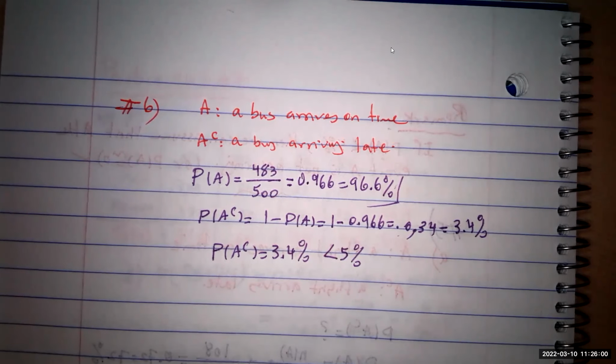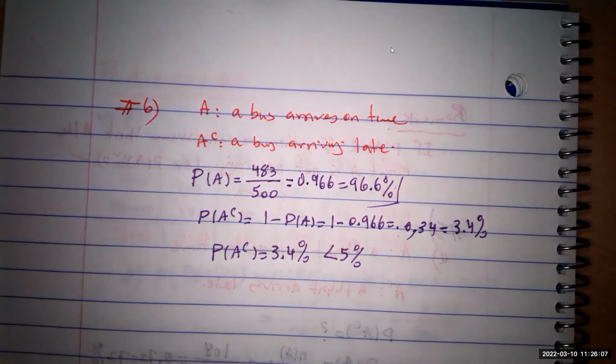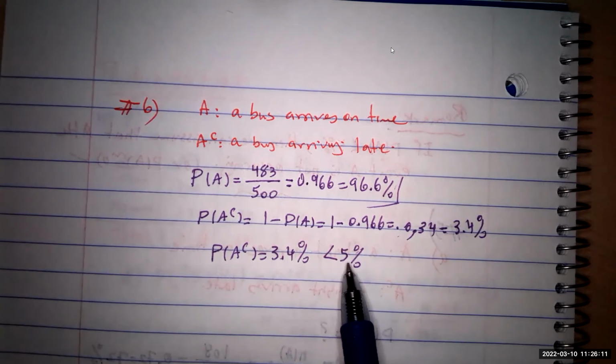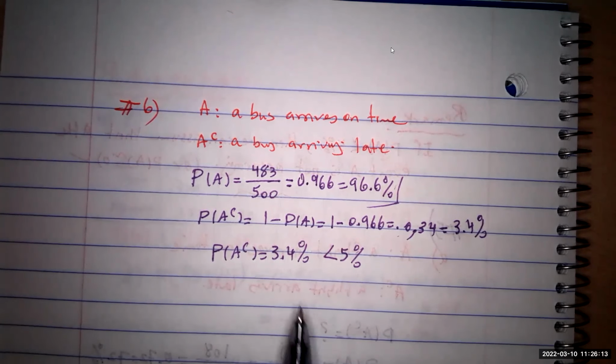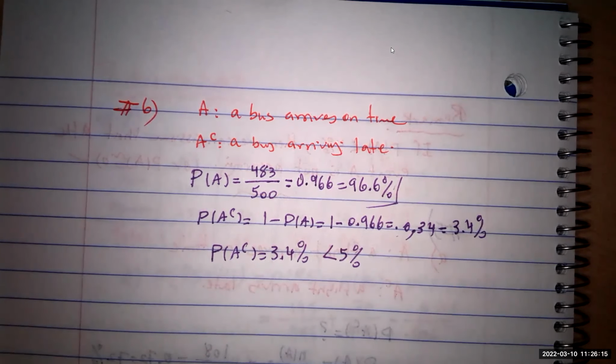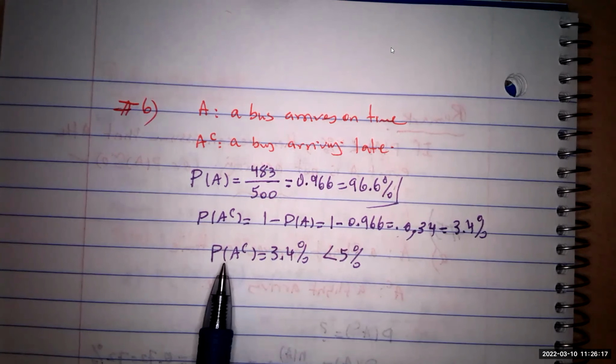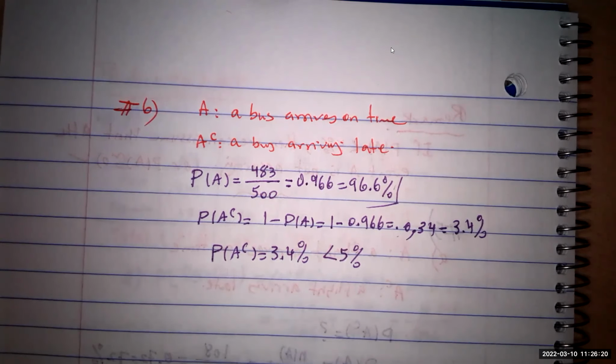So of course we are going to be worried, because this is very unusual for a school bus to arrive late. Okay, any question? Since it is less than 5%, this number is significant. So this won't happen, okay? It rarely happens.